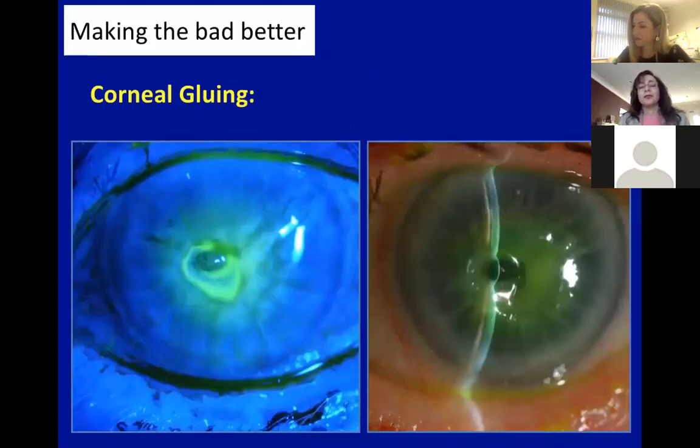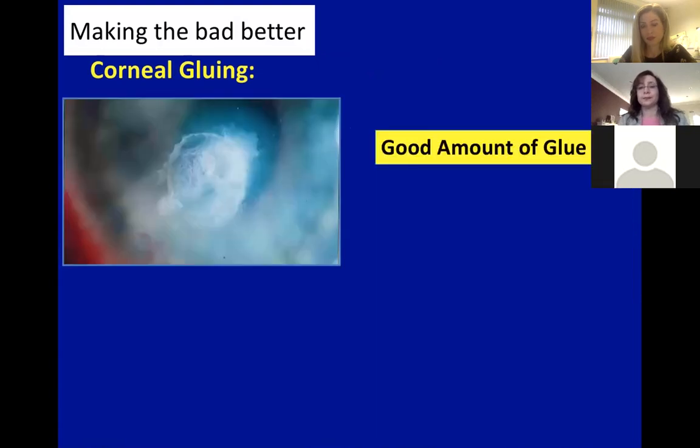Now, if you've got a perforation, then gluing is the answer, especially if it's a small perforation, less than 3 millimeters. And you can see here the AC is all flat. So even if it's a small disconnected seal, you have to use 2% fluorescein to check for leaks. So two clues for perforation: if you do a Seidel test and you see a leak, and you put your hands on the globe, and you can see a very soft eye.